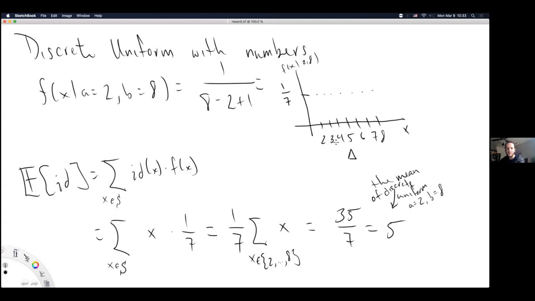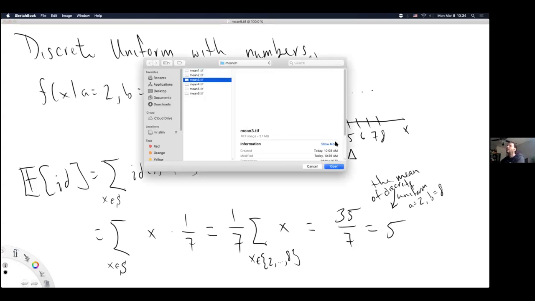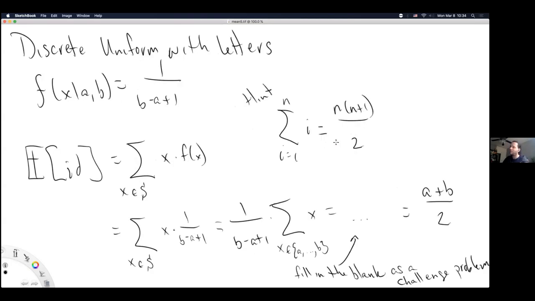So if you want to think about what I was saying earlier when I said the mean does not have to be a number in the support, then use this formula, A plus B over 2, for the case of a fair die. For a fair die, what is A? 1. And what is B? 6. What is 1 plus 6? 7. Divided by 2? 3.5.